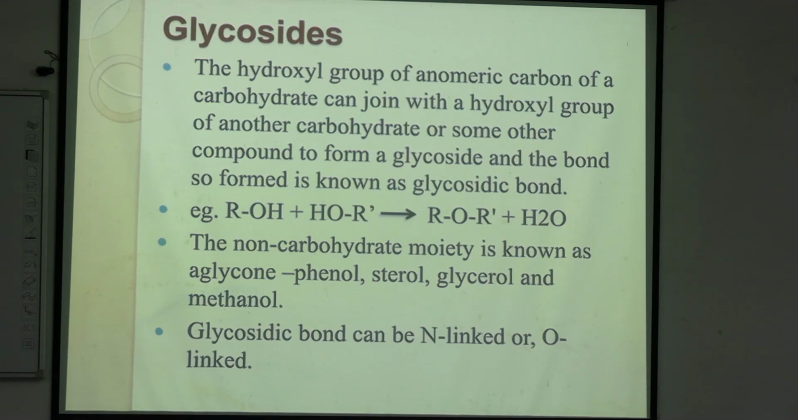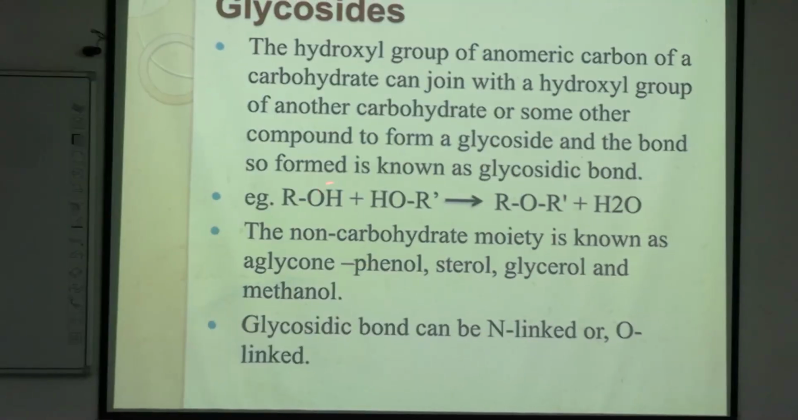When the anomeric carbon containing the OH group reacts with another compound and they form a product, it is known as glycosides. Okay, we know about the glycosidic bonds. Glycosidic bonds are made on the anomeric carbon. So what is anomeric carbon for glucose? C1. For fructose? C2.